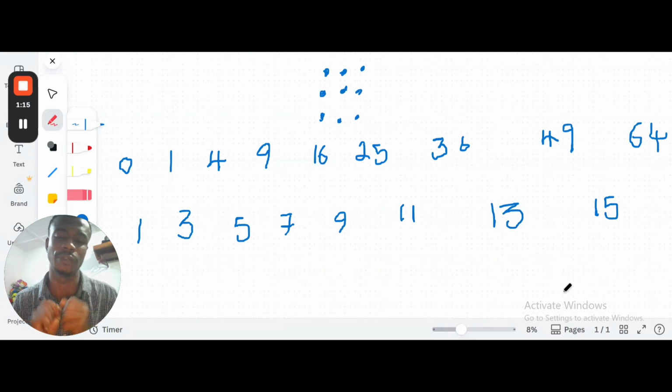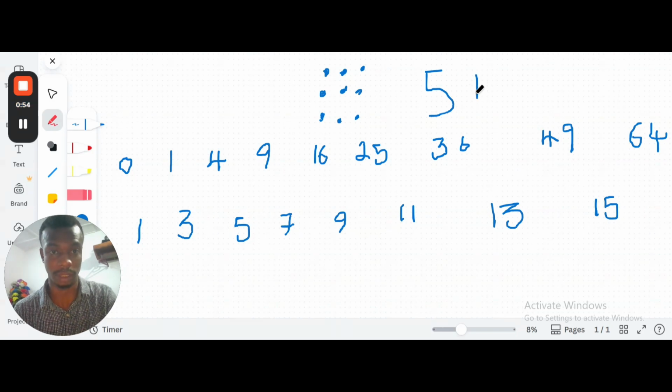Now, let me just give you a quick tip before I end this video. If you want to find what the next square number is going to be, you just have to find the square root of the number and add the consecutive number. What do I mean? The square root of 25 is 5. The next square number is going to be 5 plus 6. 5 plus 6 is 11. The next square number is going to be 25 plus 11.